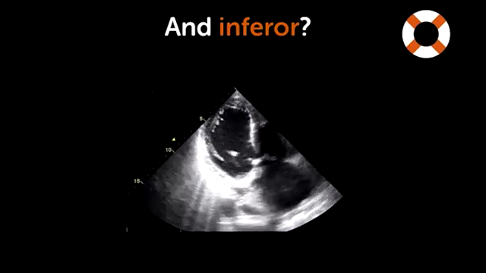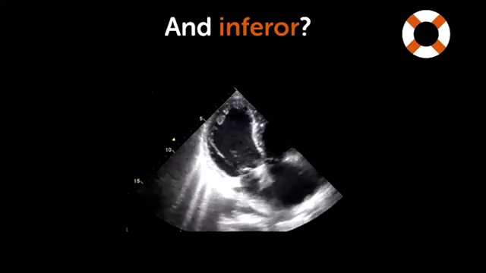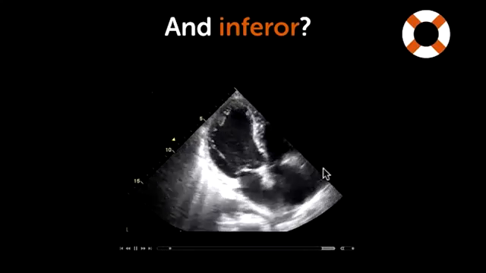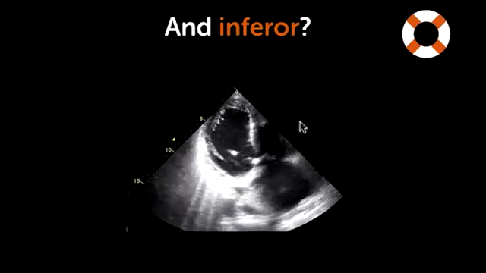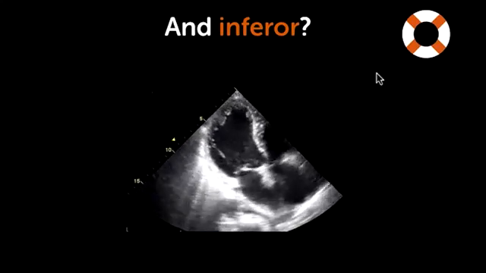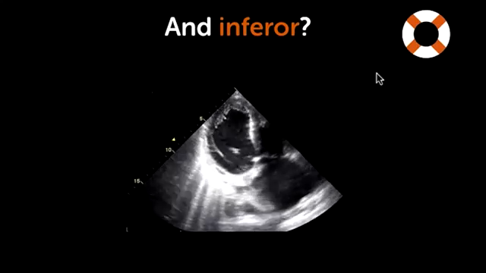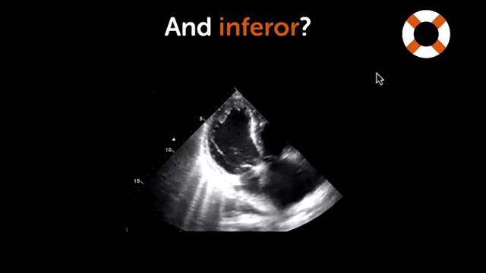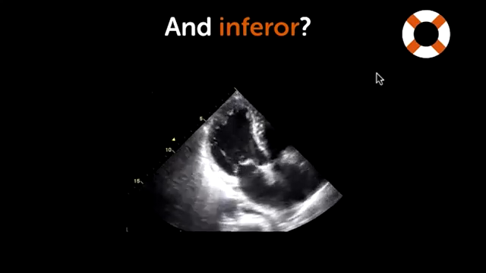An atypical apical long axis view. The wall motion abnormality can be seen here. This is the posterolateral region of the myocardium. Infarcts here are either caused by RCA, right coronary, or circumflex occlusion.